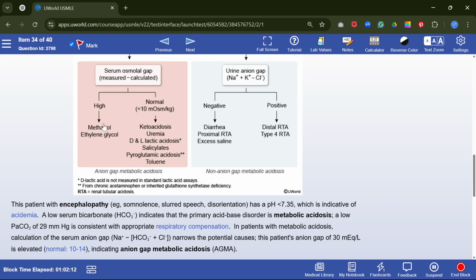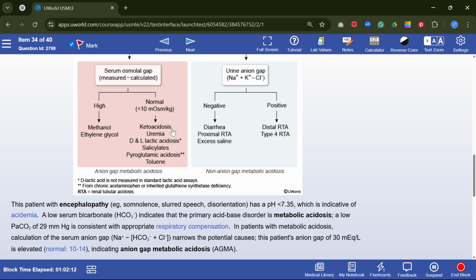Methanol, the active form is formic acid, and ethylene glycol, the active form is glycolic acid. So high osmolar gap is methanol and ethylene glycol, and normal osmolar gap is ketoacidosis.